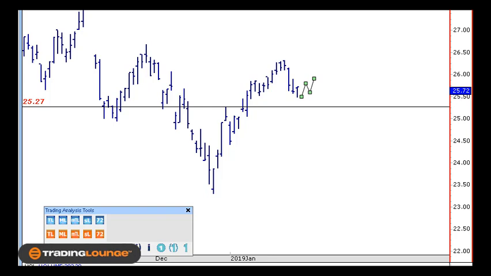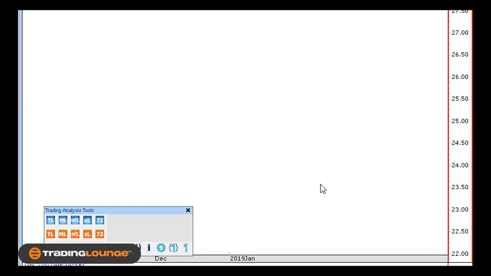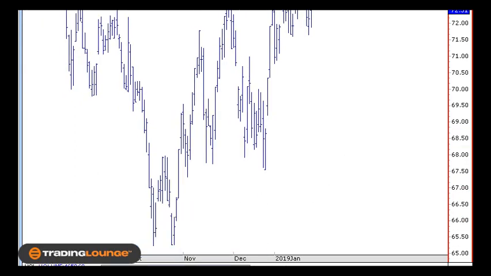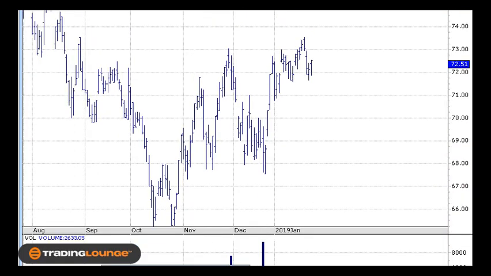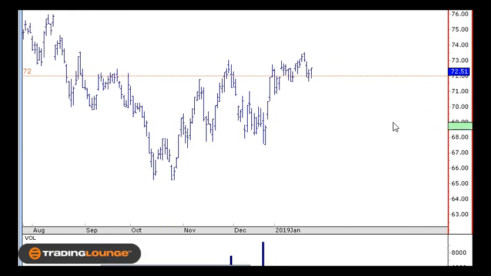I've just got to get my things working here. So anyway, down from that point. And CBA, which is 9% of the index, is completely different because CBA has, if I just put on 72 here, 72 sort of important.